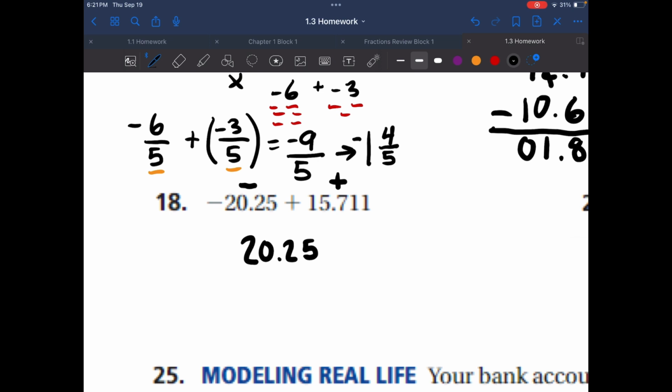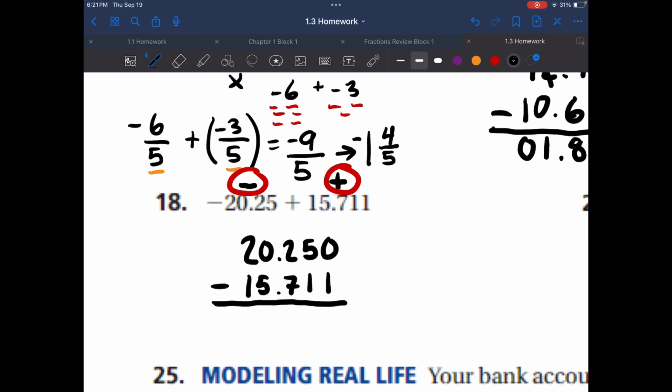On the bottom goes 15.711. Perfect. Again, different signs mean I am subtracting them. Right? Two different signs, positive, negative. With those, I should be subtracting. I'm going to fill in my extra placeholder 0 so I don't forget it. And let's start subtracting. I got to borrow from my neighbor right away. 10 minus 1 is 9. 4 minus 1 is 3.